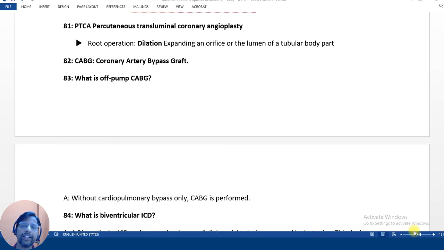What is the root operation for PTCA? The root operation for PTCA is dilation. So what is CABG? CABG means coronary artery bypass graft.